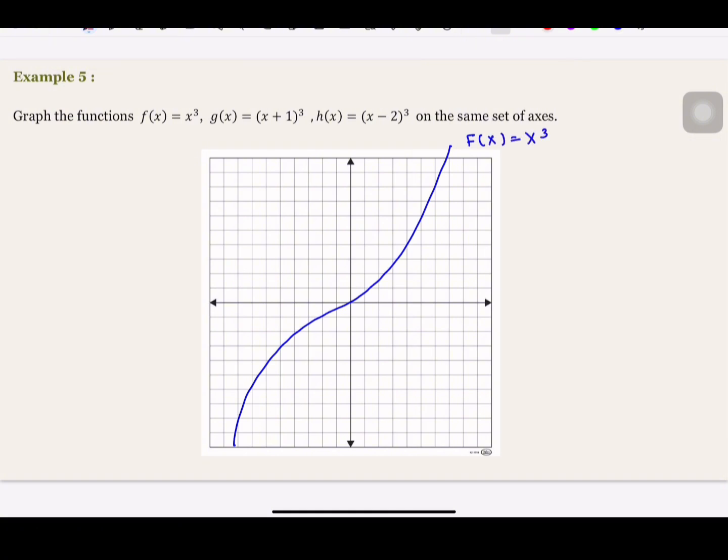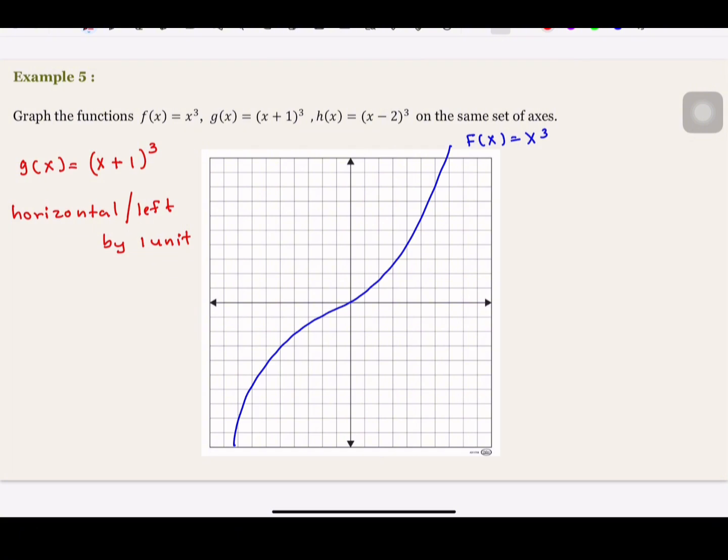Then let's move into my g of x. So g of x is equal to (x plus 1) to the power 3. Again, this is a horizontal shift, because 1 is being added to x. So this is a horizontal shift, and it is going to be a left shift, because you have plus over here. So this is left by 1 unit.